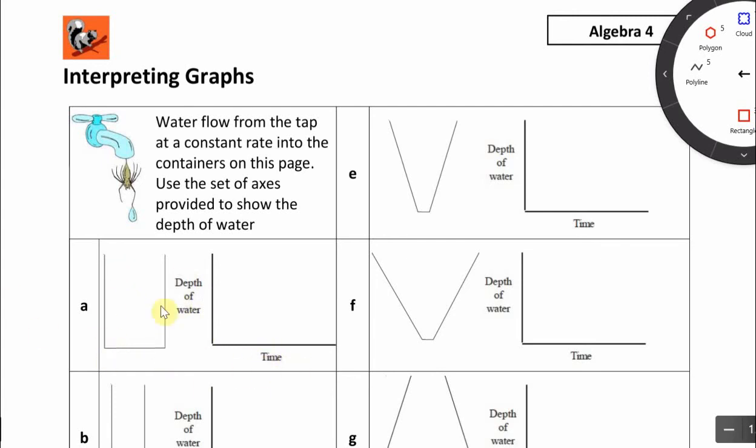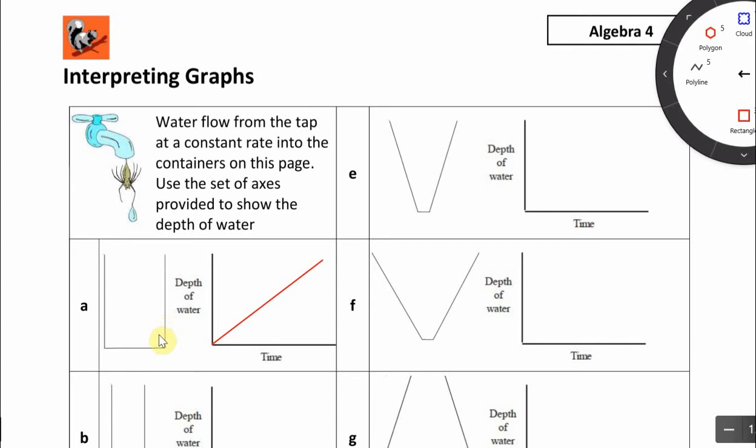So in this first container, it's just a standard cylindrical glass, so your normal sort of glass that doesn't get thinner or wider at any point. Well, what would happen here is that it would just increase at a constant rate. The depth would just increase at a constant rate because nothing happens to the width of the glass.